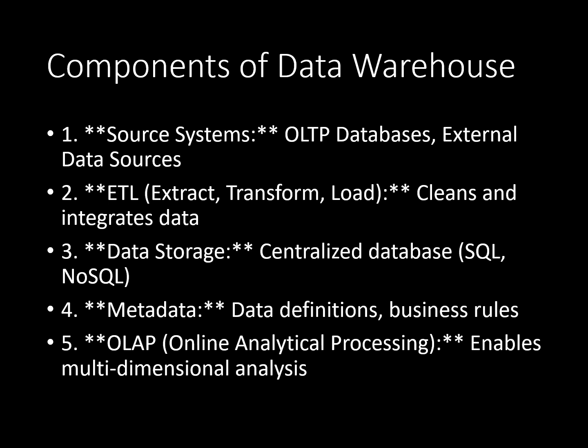Fourth, metadata. This is the data about data. Metadata describes the structure of the data warehouse, including how the data is organized and the relationships between the different data sets. It helps users understand the data better. Fifth, OLAP, online analytical processing. OLAP tools are used to analyze and query large amounts of data in the data warehouse. They allow for multi-dimensional analysis and provide insights that support decision making.